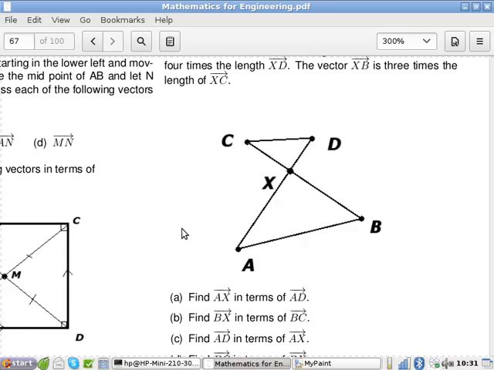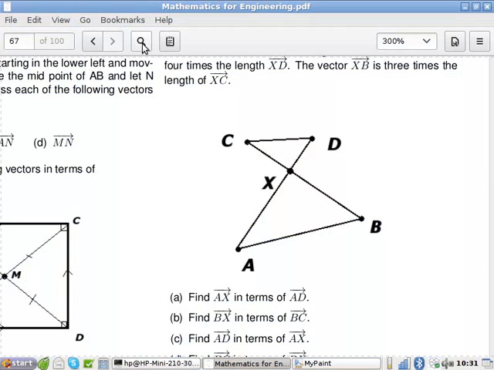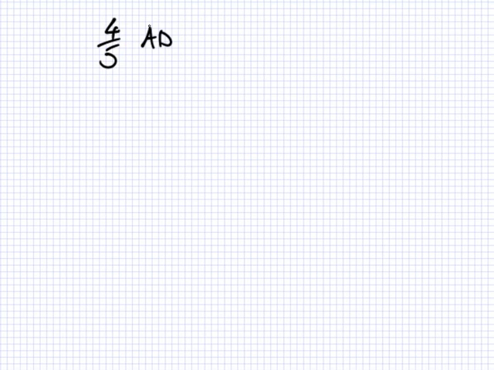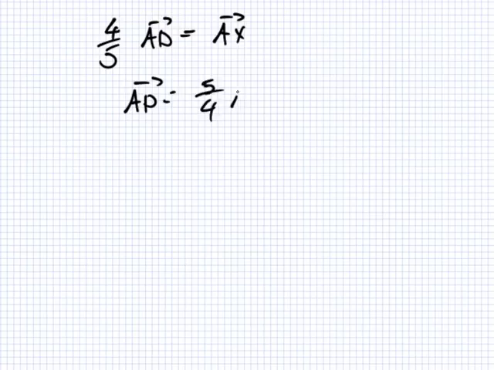AD in terms of AX. AX plus 1 over 5 AX. Well, what was your answer you got for A? 4 over 5. 4 over 5 AD equals AX, wasn't that it? Yes. So by just rearranging, you can say AD equals 5/4 AX.